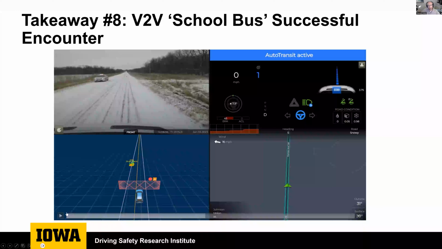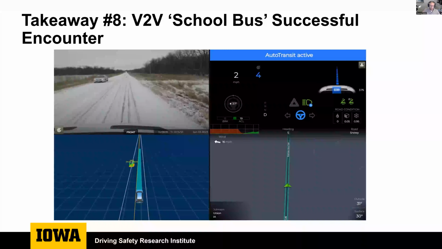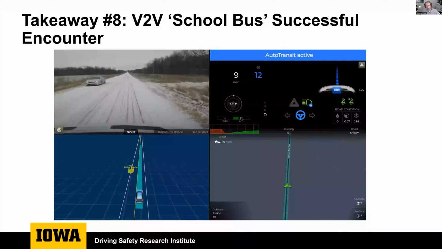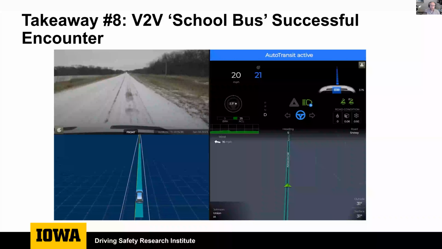And then if you want to keep playing, when that lighting is extinguished, you'll see that then the transit knows that it's safe to drive and can continue past. But otherwise, we'll give a good stopping distance to that stopped school bus.